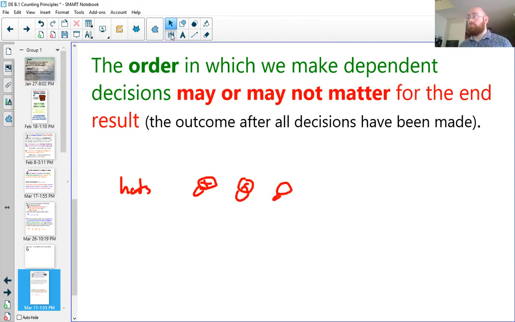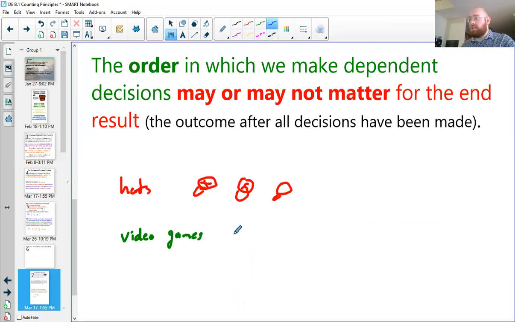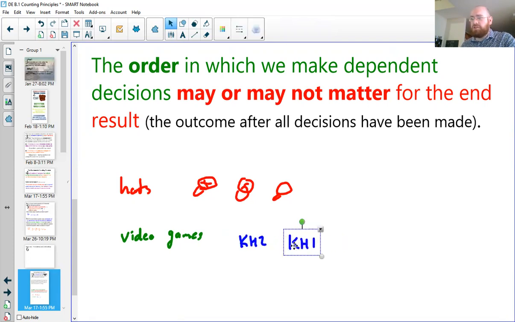However, if I'm looking at video games, let's say there's like Kingdom Hearts 1 and Kingdom Hearts 2. Both games which have never released on the Nintendo console, so I have never played them. But I've heard they're good. In this case, if we're just looking at these 2 games, the order would matter, because if we play the first one second, we're likely not going to really be following the story.